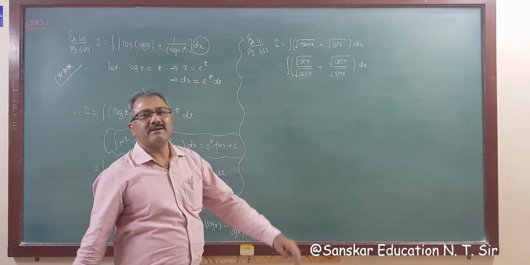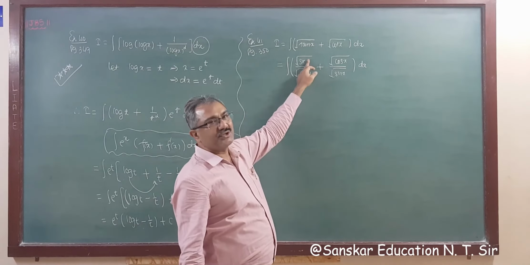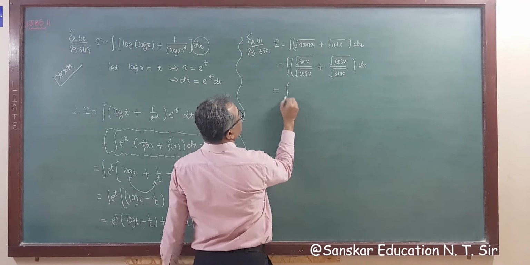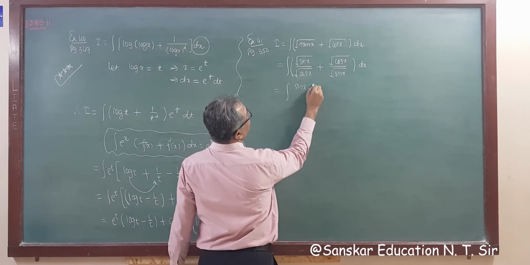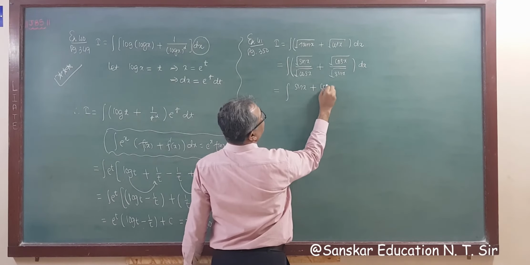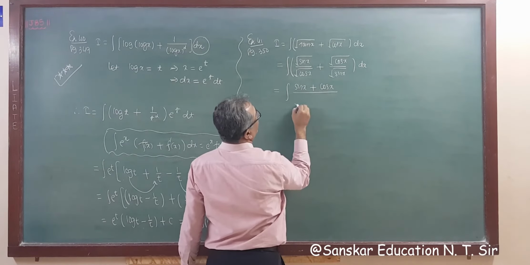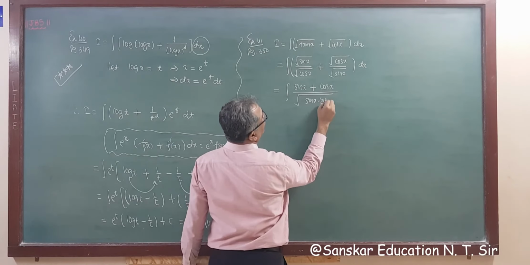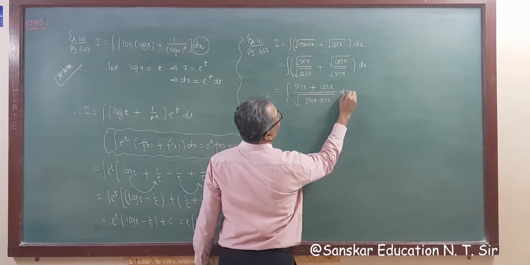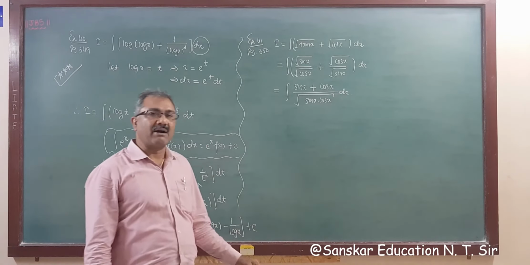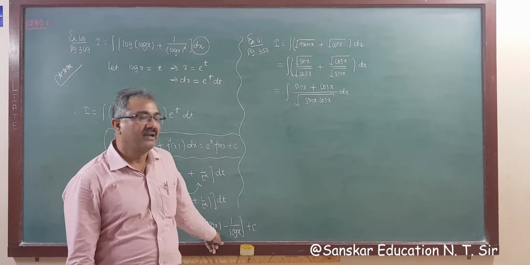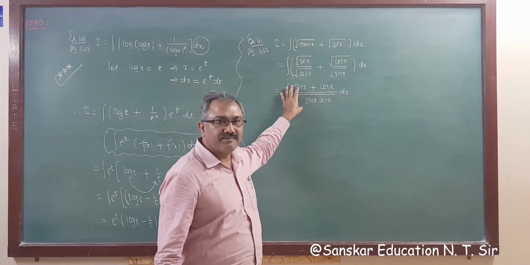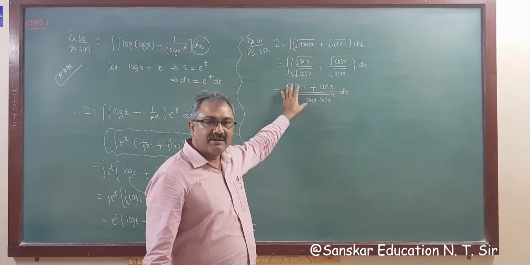So if I take the LCM, root sin x into root sin x is sin x. So this is the integration of sin x plus root cos into root cos, which is cos x, whole upon under root sin x into cos x, dx. Now, why does this type of question exist, right?